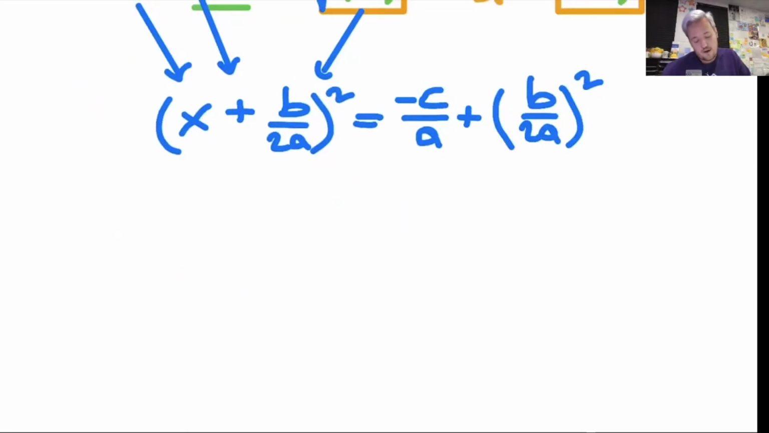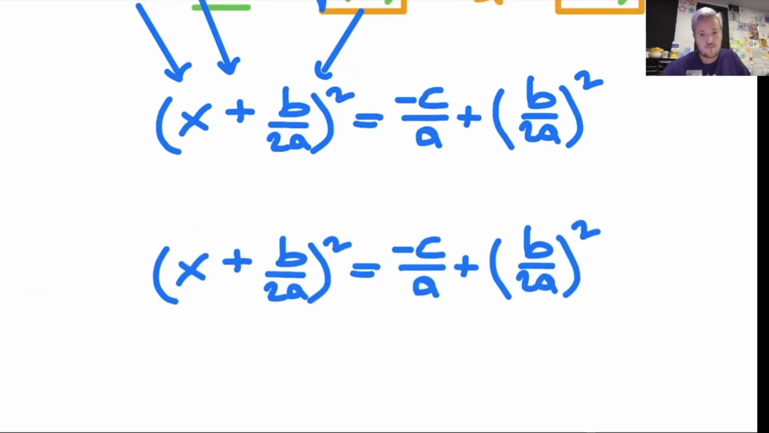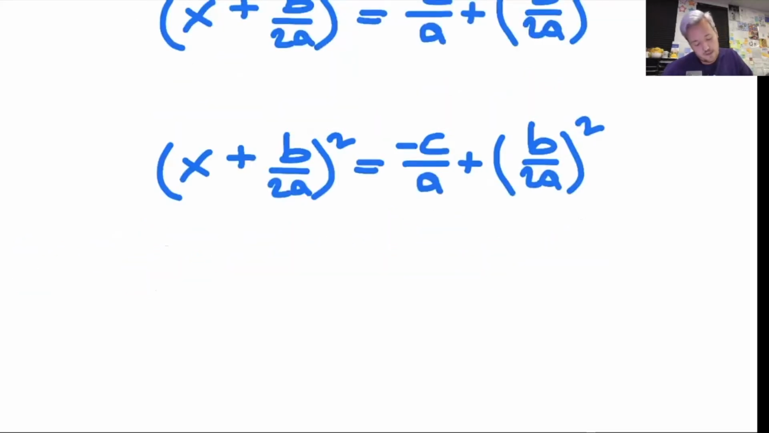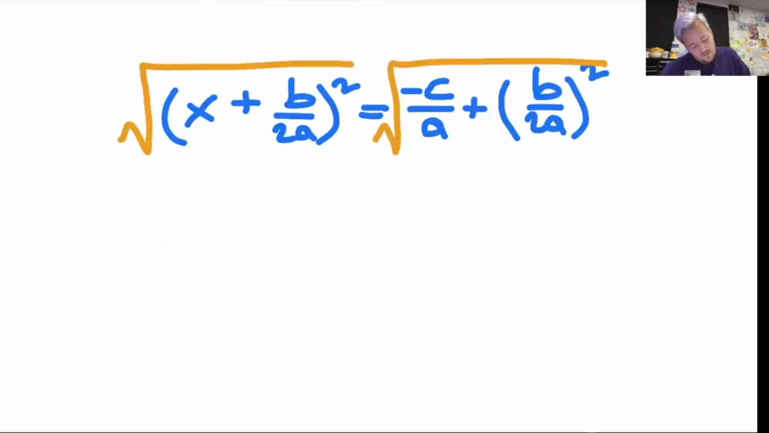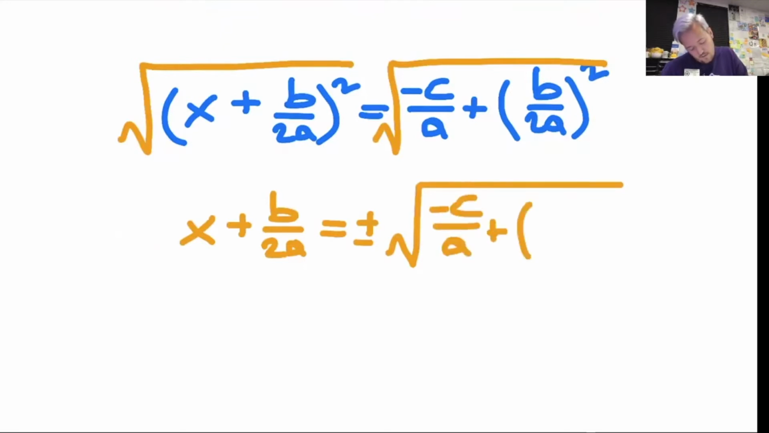All right, so now I'm still trying to solve for x. Essentially, I'm still working with a completing the square problem. So just like before, I'm going to take the square root. So I'm going to have x plus b over 2a equals the square root. Remember, when you take the square root, we've got to account for both the plus and minus, or the positive and negative value of it. So we're going to have negative c over a plus b over 2a all squared.